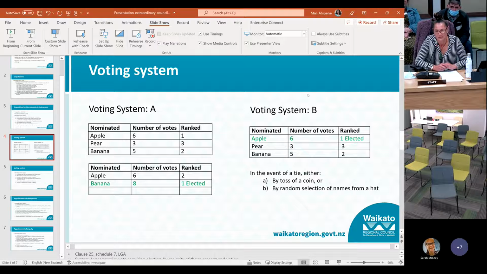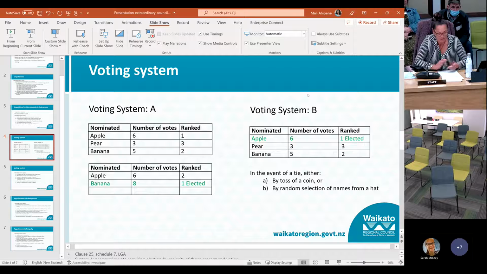because they have the most votes. But if you have a look at voting System B, in that situation, apple is the nominated person who is elected because after the first and only round of voting, they get the most votes. So I just thought that would be a useful demonstration of the difference between the two voting systems.